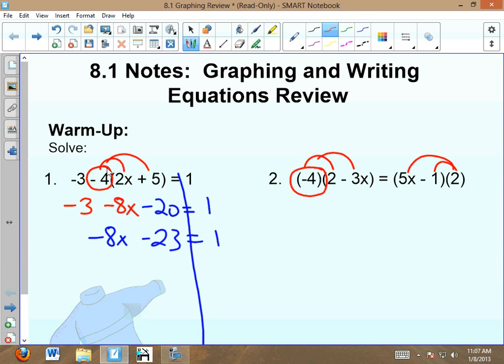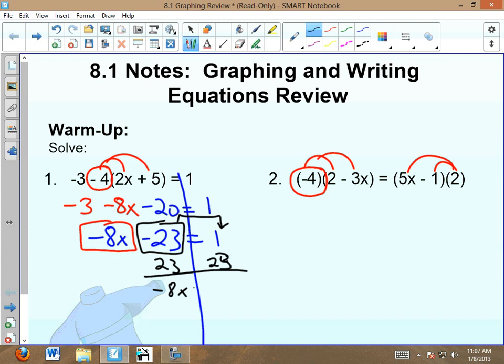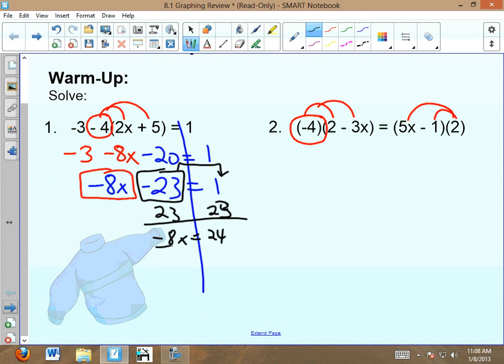Now, I'm going to move my 23 because I want to get my numbers with letters on one side, my numbers without letters on the other side. So this has to be moved to here because my 1 doesn't have a letter. I do the opposite, so I add 23 to both sides. Negative 8x equals 24. Divide both sides by negative 8. X equals negative 3. Okay?